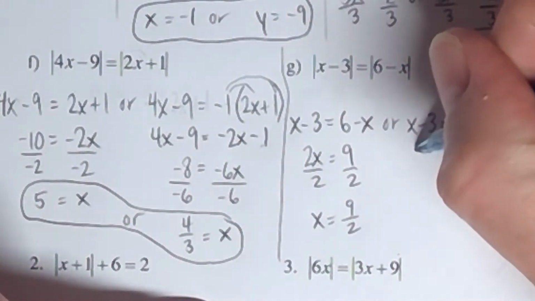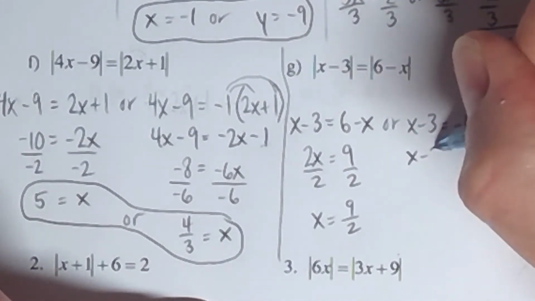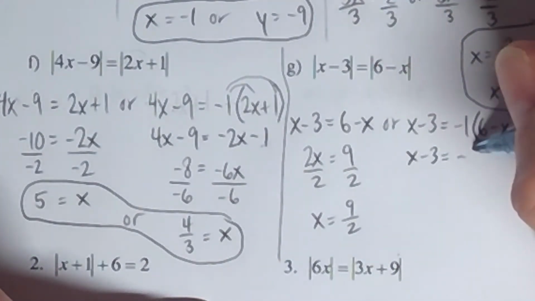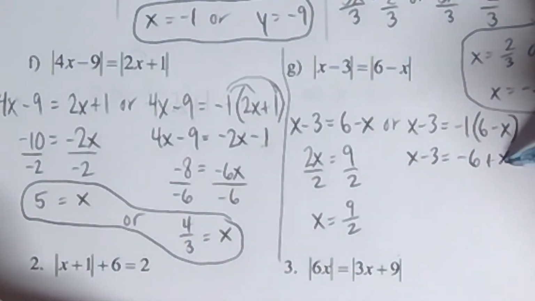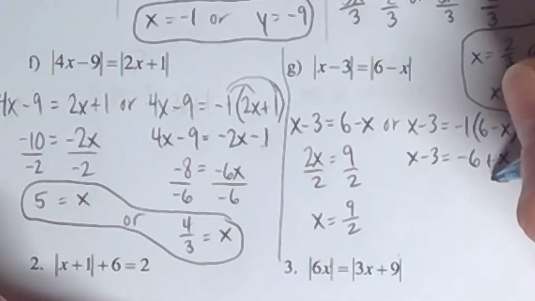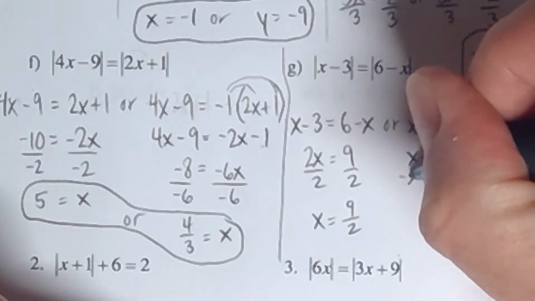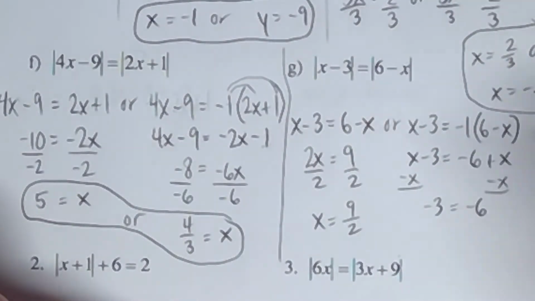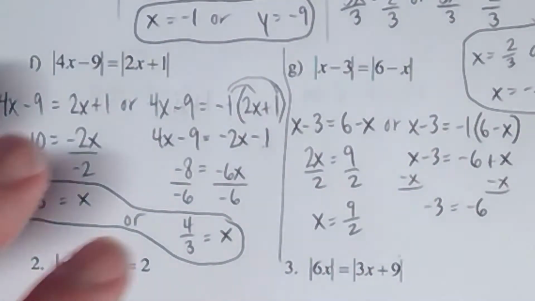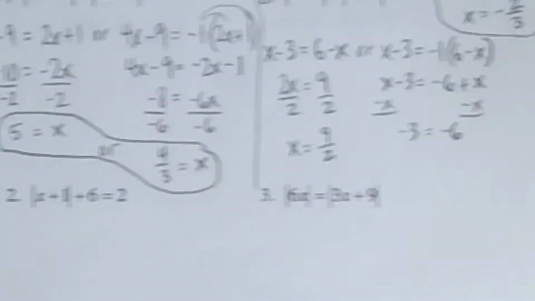Don't panic if you are wondering what goes on there. If I distribute this out, I get this right here. Distribute out the -1. But then since this is plus x, I got to subtract it over. But if I subtract it over, what happens? I get one of those equations where the variables disappear and it's a false statement. So that means what? That means there's no solution.